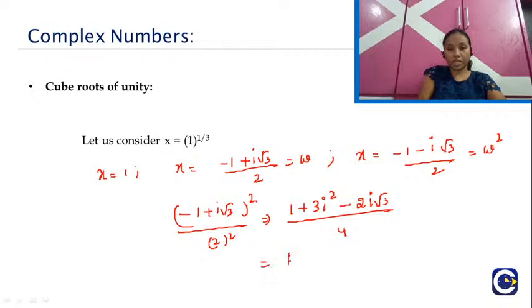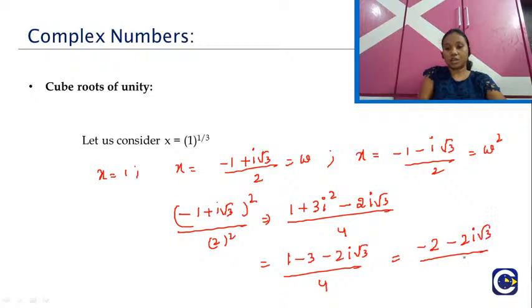Right, so here it will become 1 minus 3 minus 2i root 3 by 4, and 1 minus 3 is nothing but minus 2. So minus 2 minus 2i root 3 by 4. So I can take 2 common in the numerator and I can cancel it. Then it will become minus 1 minus i root 3 by 2.